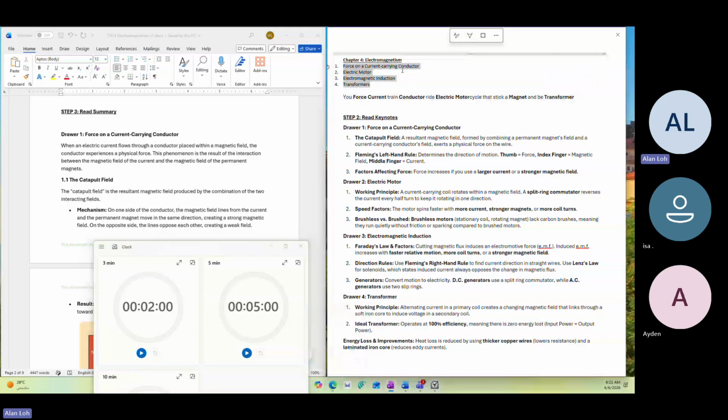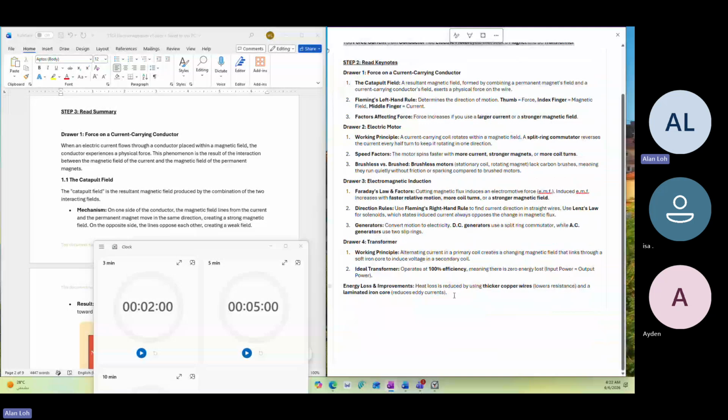So that is helping you to remember the 4 drawers. The first drawer is force on a current carrying conductor. The second drawer is electric motor. The third drawer is electromagnetic induction, and the fourth drawer is transformer. So I think you can easily associate why this story was created and how it helps you remember the names of the 4 drawers. And that's the AI animated video. The first few seconds helps you remember this story even better because it's an animation, right?